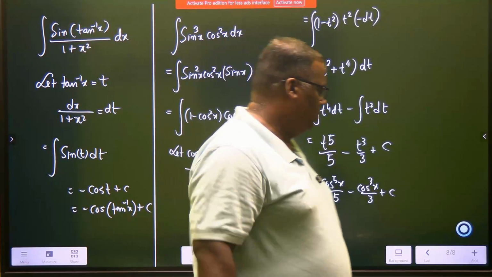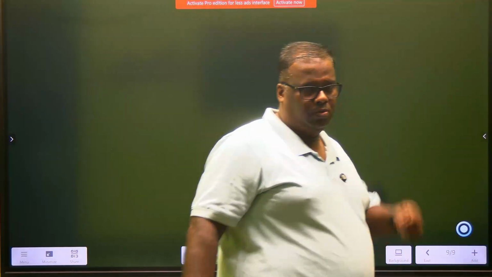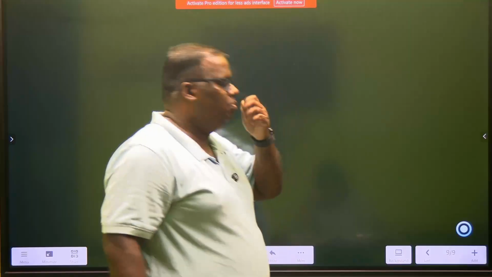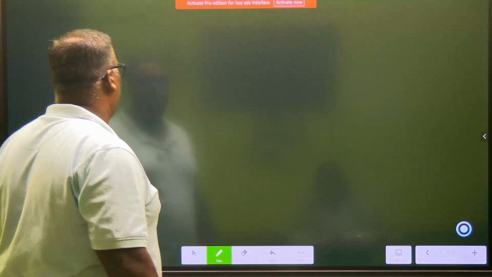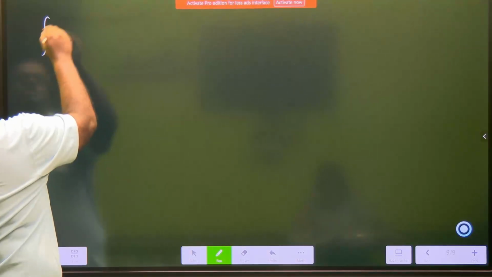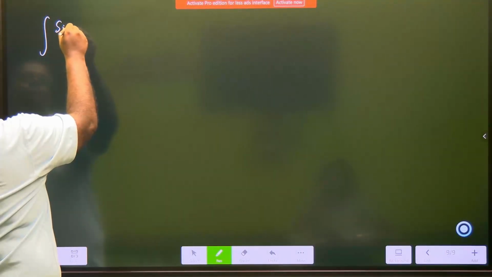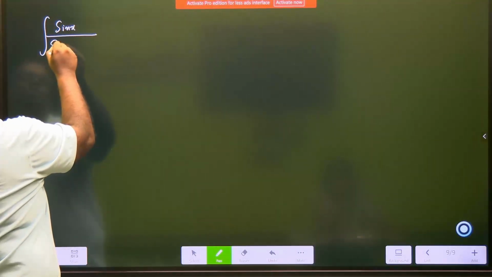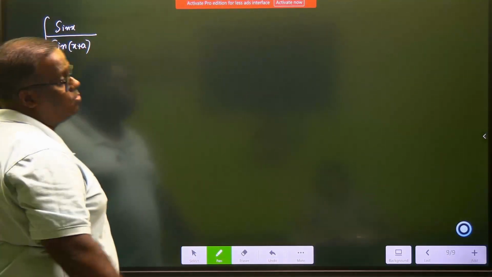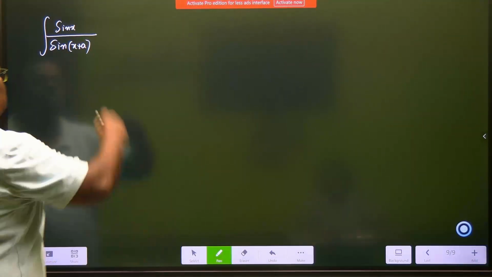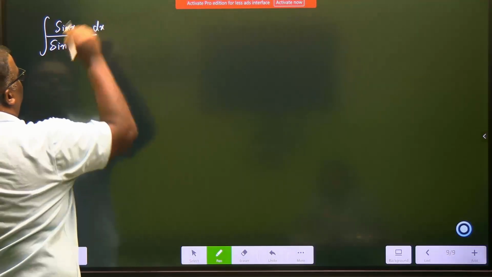Let's take one more. Little bit we are getting deeper into the water. Don't be afraid. Just go by the tide. Sin x divided by sine of x plus a, and obviously I will have a dx out here.